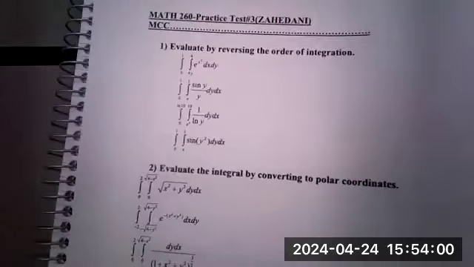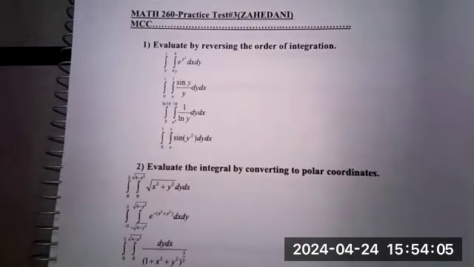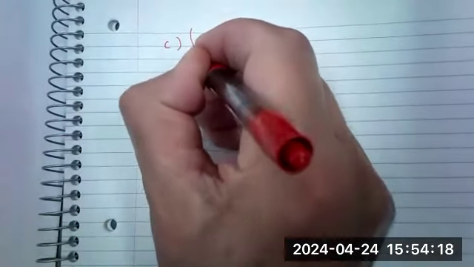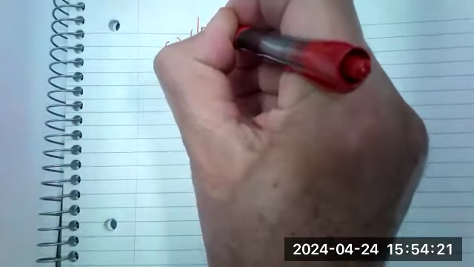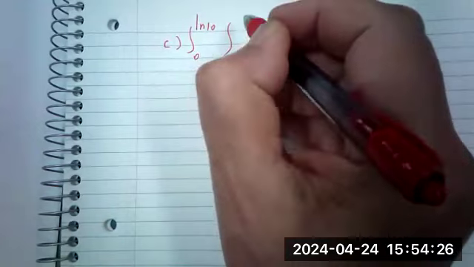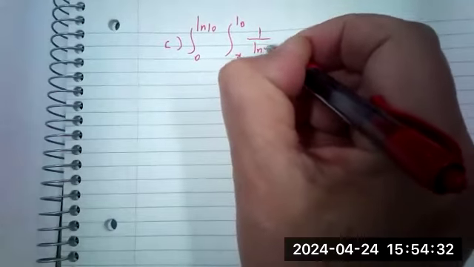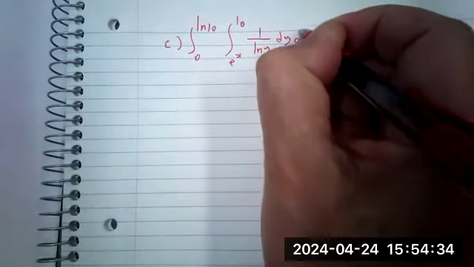So what is part C? Part C is this integral. We want to find the integral from 0 to ln 10, and from e to the x to 10, of 1 over ln y dy dx.